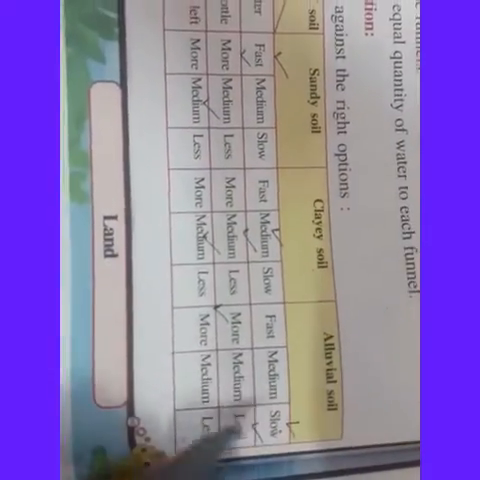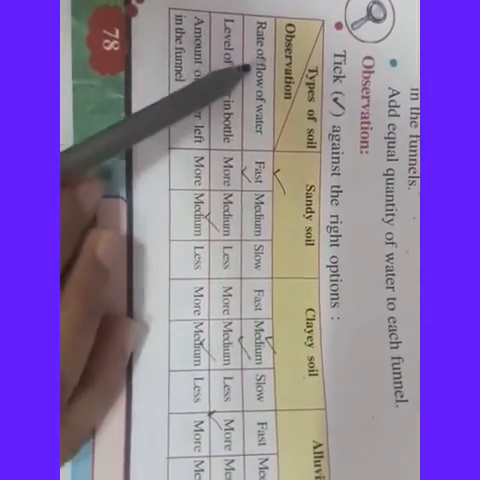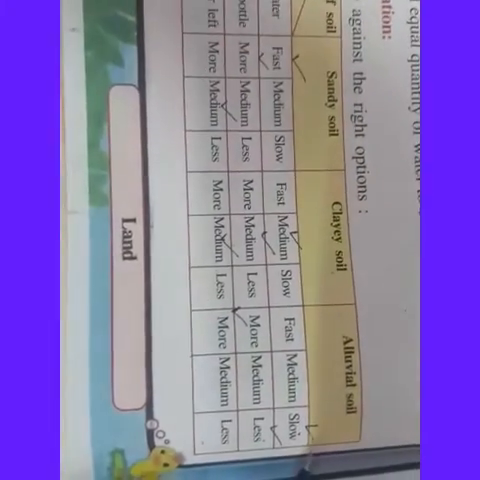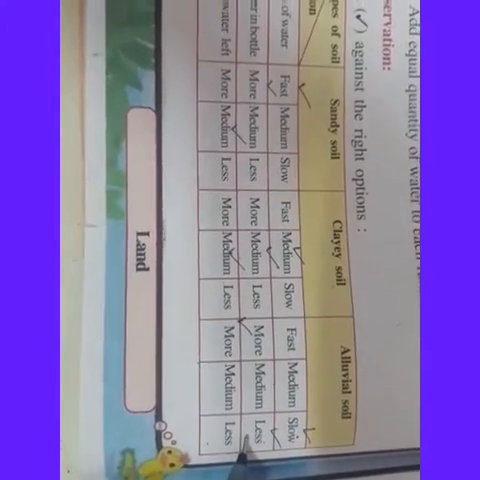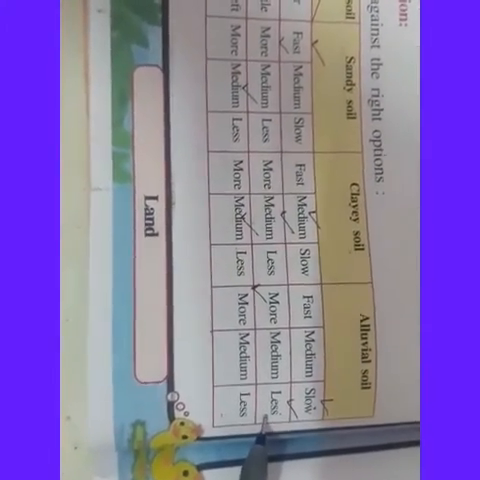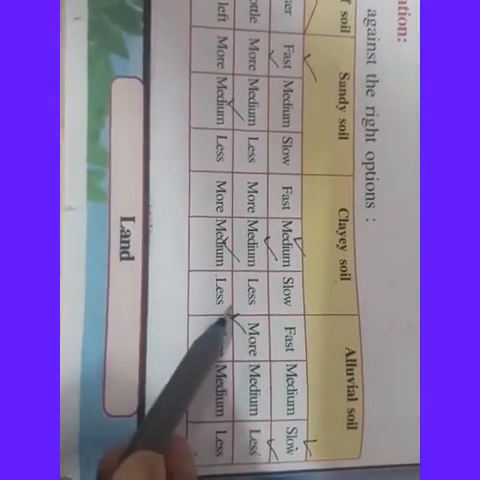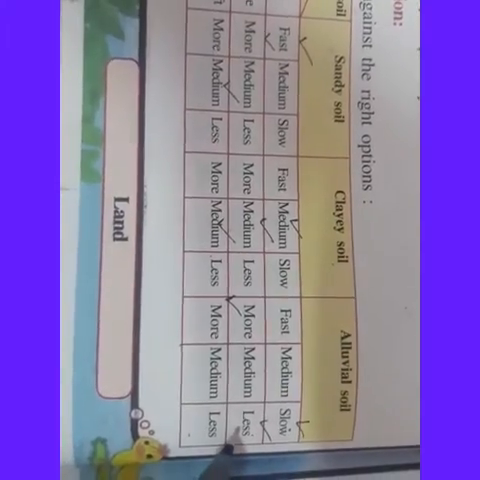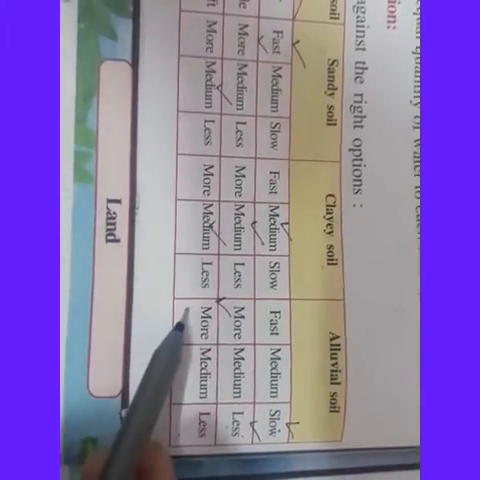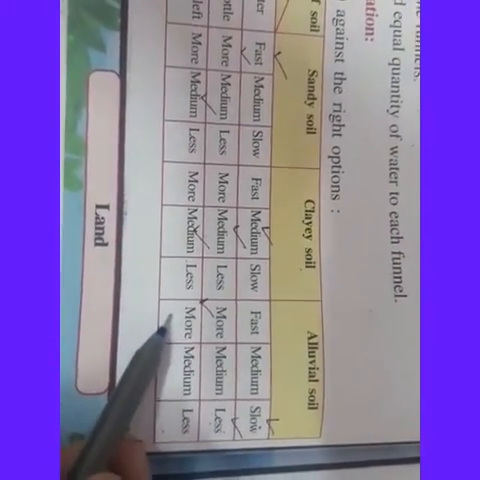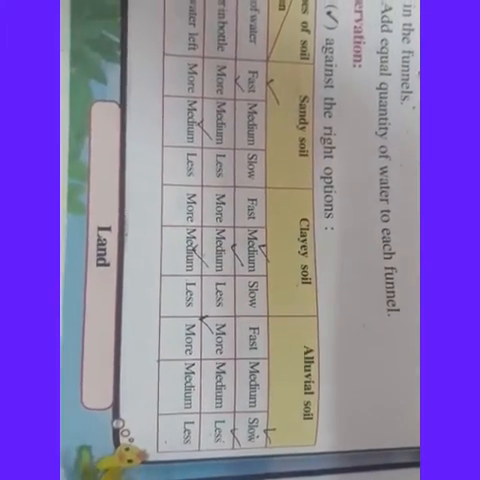But what will happen in the alluvial soil? The rate of flow of water will be slow, then the amount of water in the bottle will be low also, and more water will be left in the funnel. Because when the water goes down slowly into the bottle, more water remains in the funnel. So in the alluvial soil, the most water will remain in the funnel.